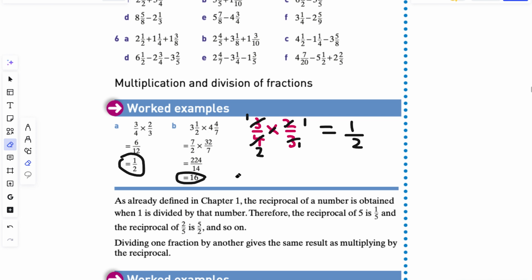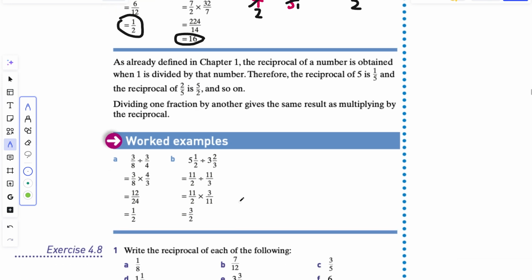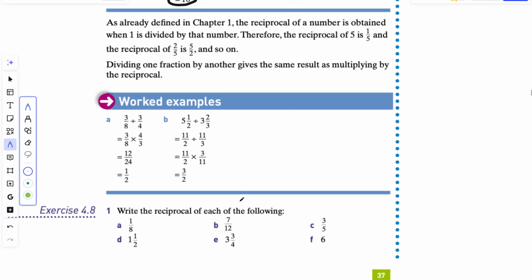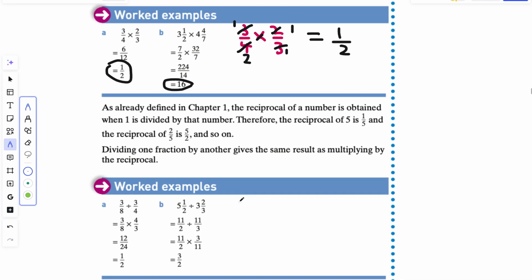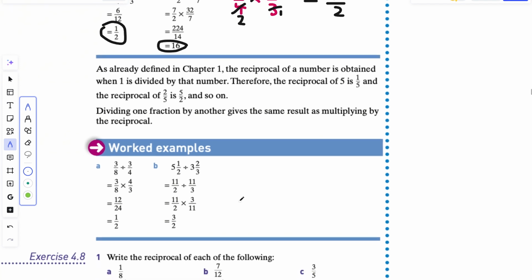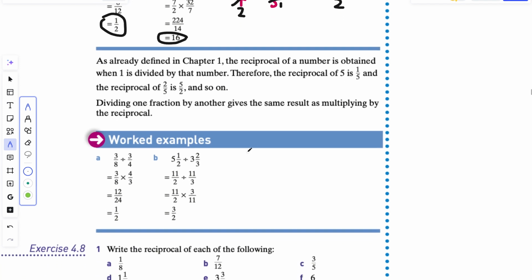You don't need to multiply them and get big numbers and start having a problem on how to divide big numbers. Is that okay? So that's that for multiplication. I think we look for one division problem. 3 over 8 divide by 3 over 4.